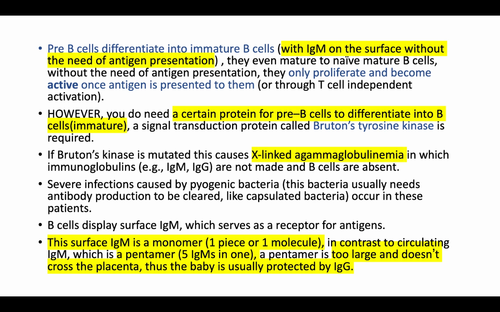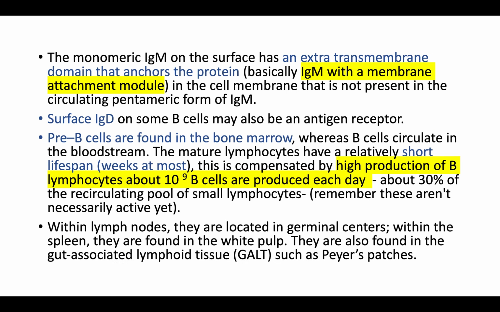So this surface IgM is a monomer, one molecule. In contrast, when it is secreted, it is a pentamer. As we said, it's too large to cross the placenta, and the baby is usually protected by IgG, and then we talked about IgA from the milk.